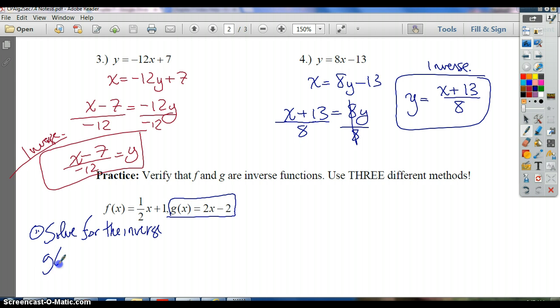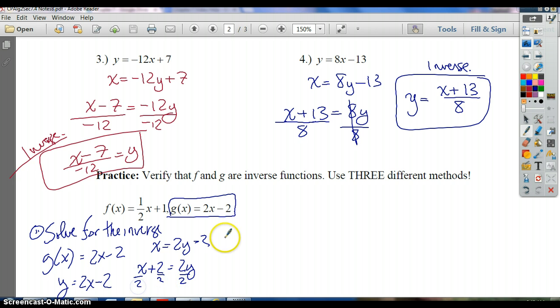So I got g of x, which is equal to 2x minus 2, which means y equals 2x minus 2. I'm going to switch my x and y, so this would be x equals 2y minus 2, which then gives me x plus 2 equals 2y, and then I'm going to divide everything by 2. So my inverse would be x over 2 plus 1. Now, this is f of x, so yes, they are inverses. That would be method number 1.